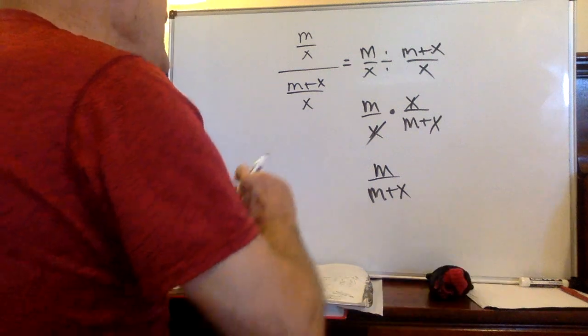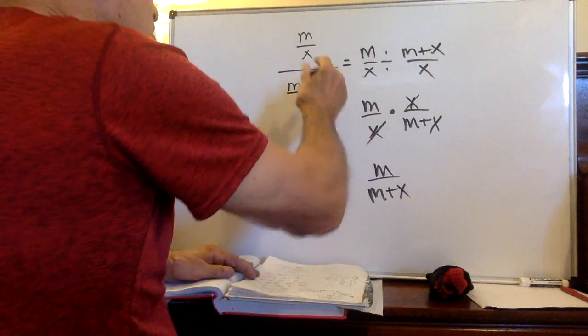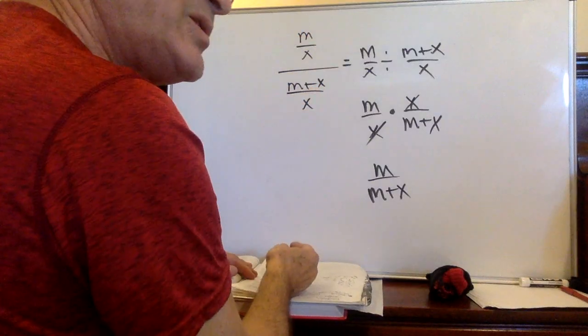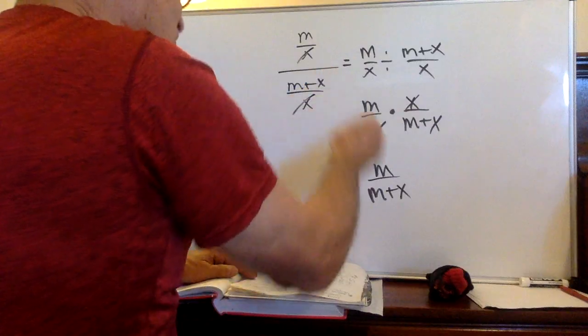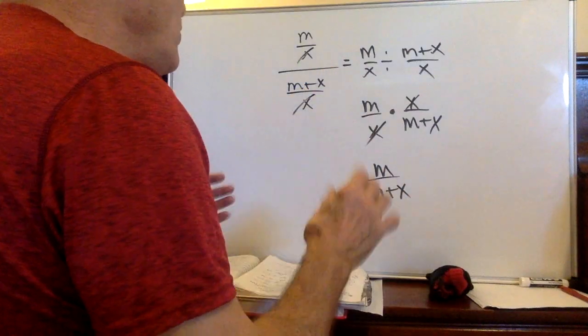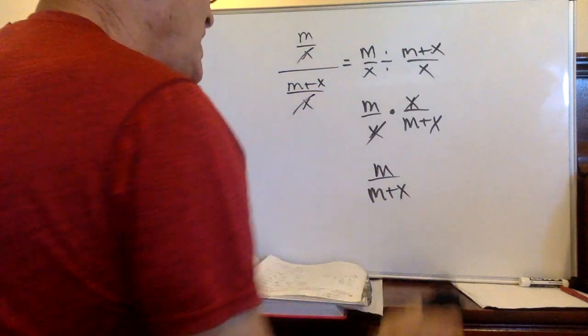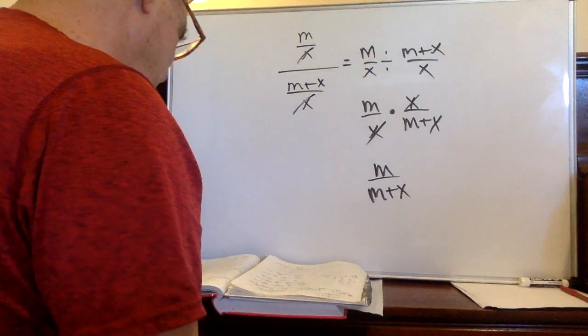And as a matter of fact, anytime you have a complex fraction where your numerator and denominator have the same denominator, you can always just cancel it, and you're left with m over m plus x. That only works if the denominators are the same in both numerator and denominator.